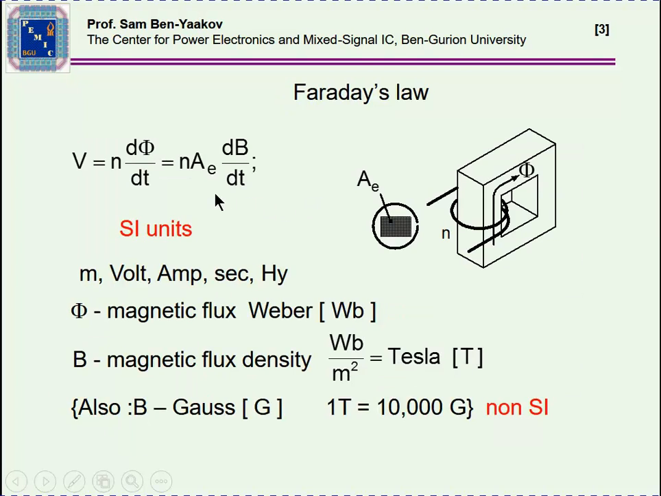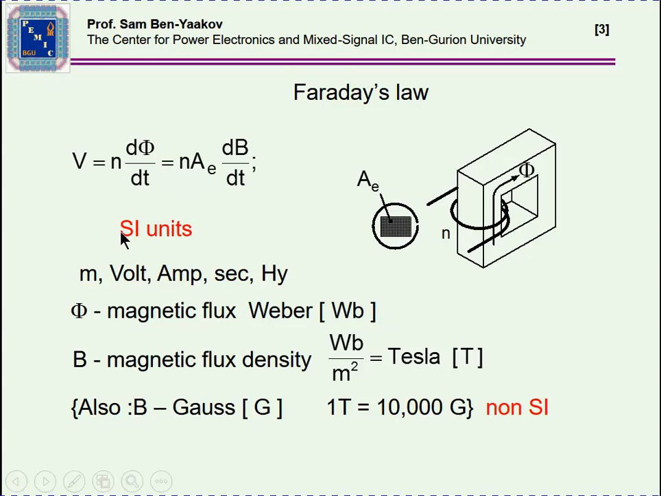Faraday's law states that the voltage is related to the magnetic flux by N times dφ/dt, or since the flux is B, magnetic flux density, times the cross-section area of the core. Here's the cross-section area. And then V will be equal to N, number of turns, times A_E, cross-section area, times dB/dt, the rate of change of the magnetic flux density.